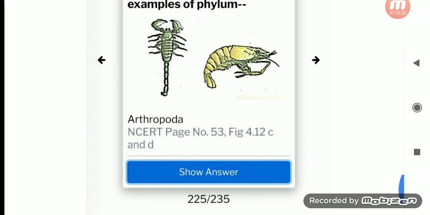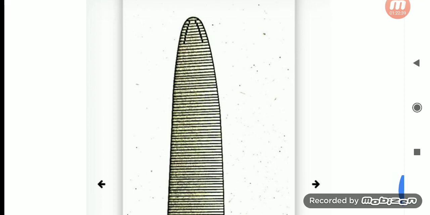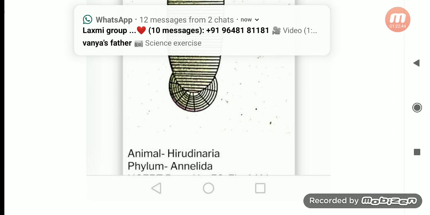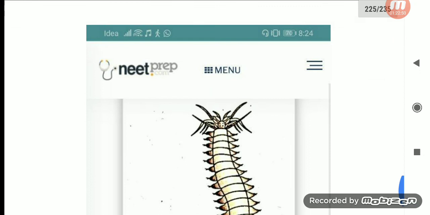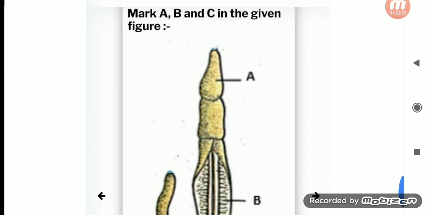Phylum Arthropoda, because they are having jointed appendages. Leech, blood sucking: Hirudinaria and Annelida. Animal is Hirudinaria and the phylum is Annelida. Nereis. Sorry, this I don't remember right now. Proboscis, collar, trunk. What is it?